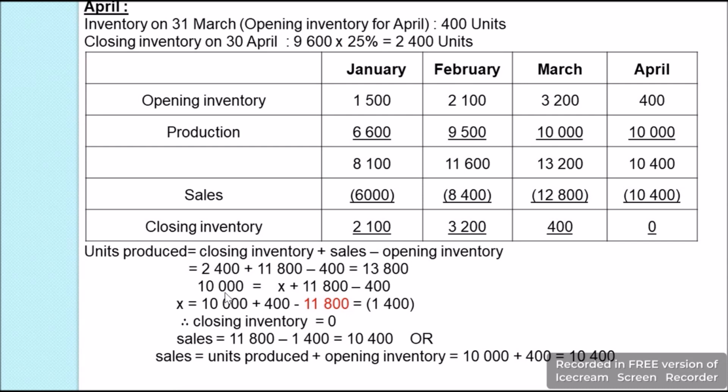So if we change this, it will be 10,000 units equals, we don't know the closing inventory now, plus the sales of 11,800 minus the opening inventory of 400. We will get x is equal to 10,000 plus 400 minus 11,800, which will be equal to 1,400, which is negative.